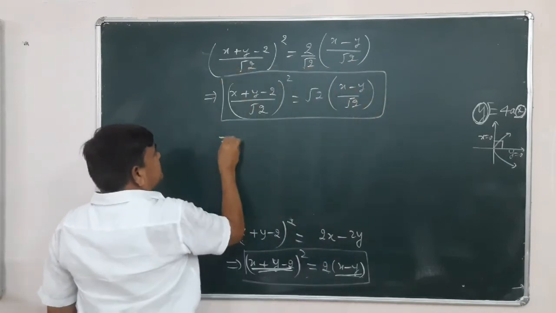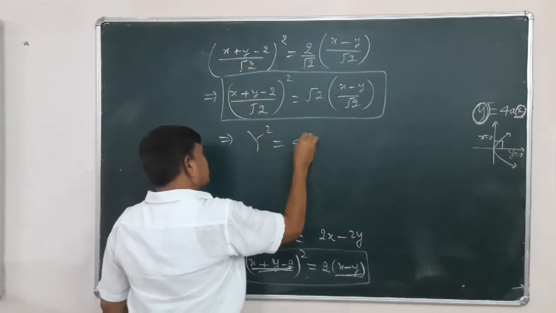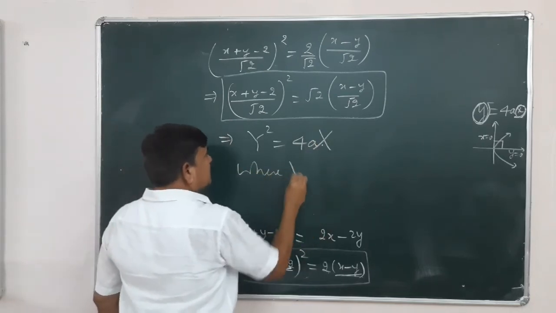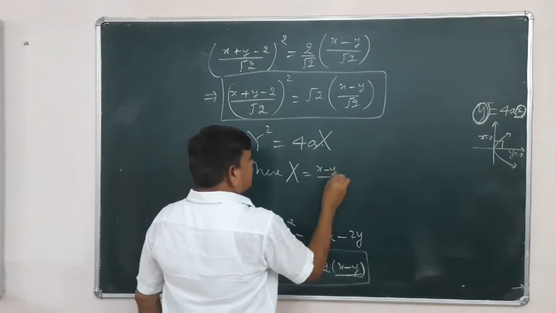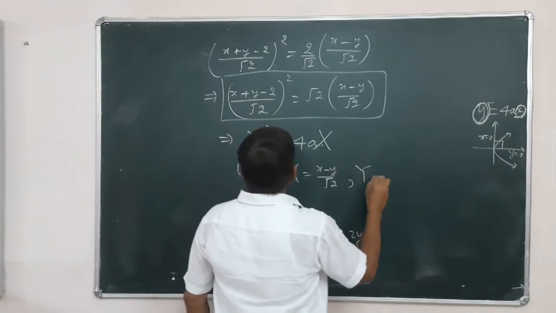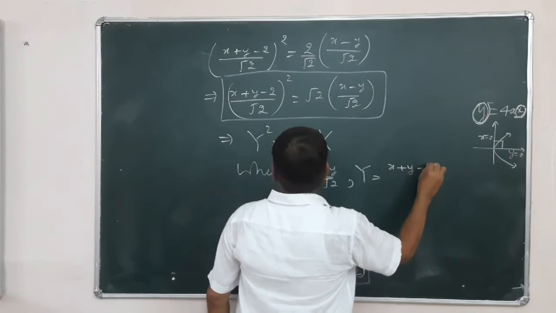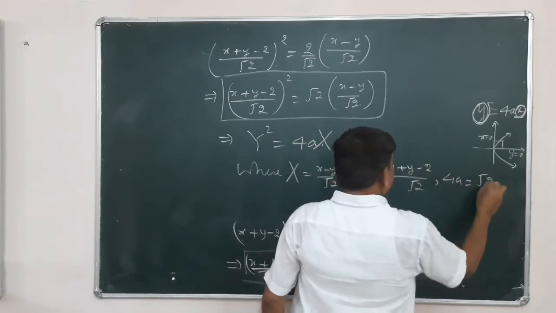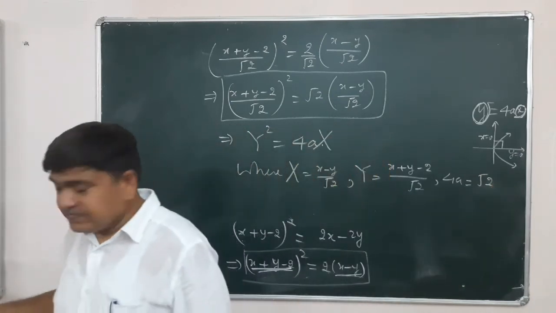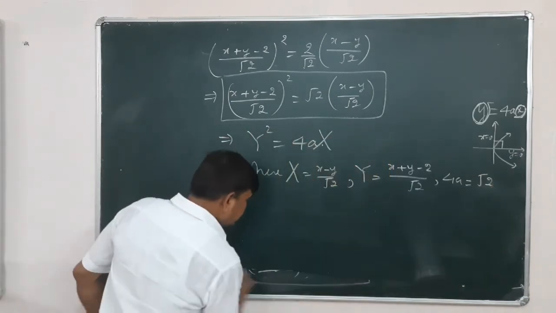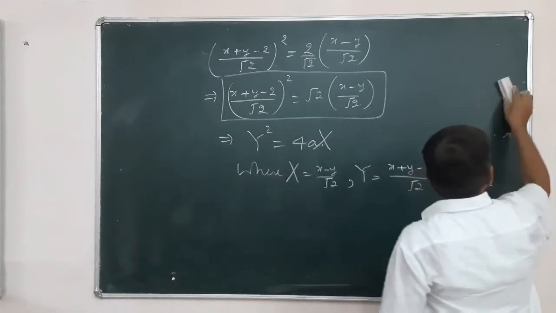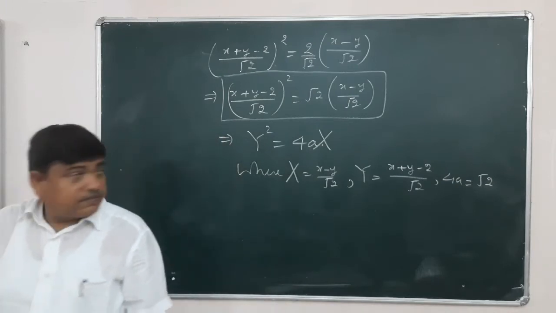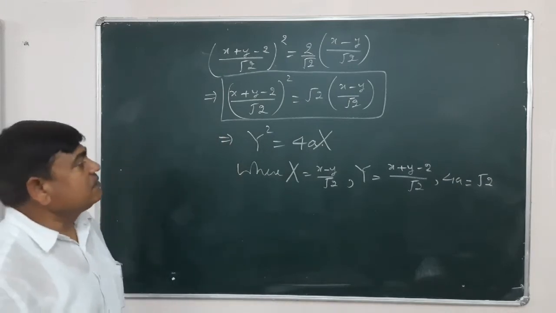Now at this place we can write this as Y squared equals 4X, where capital X is (x minus y) upon root 2, capital Y is (x plus y minus 2) upon root 2, and 4a is root 2. As I explained, we can find all the 5 parameters by writing the standard parts of this one.